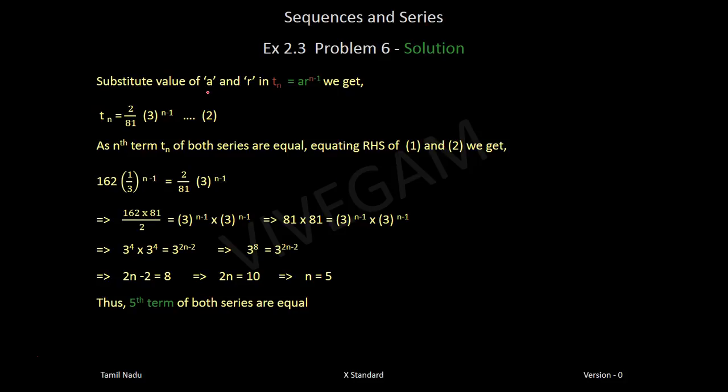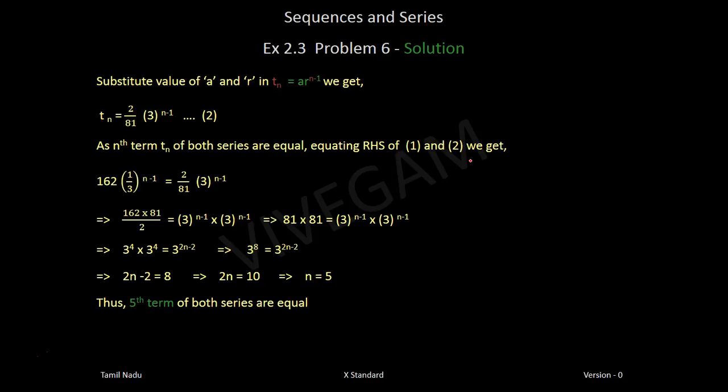So substitute the values of a, r in the same equation. Tn equal to a into r to the power of n minus 1. So what will we get? We will get Tn equal to a is 2 by 81, r is 3 for the second series. So we will get 2 by 81 into 3 to the power of n minus 1. But we know the nth term Tn of both series are equal. So we will have to equate the RHS of 1 and 2.